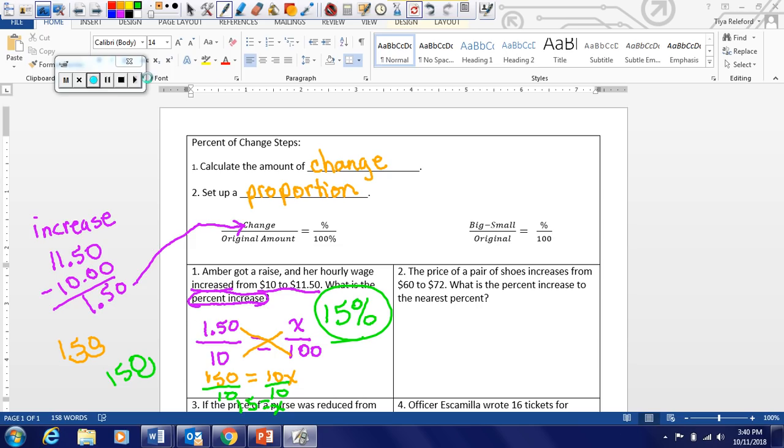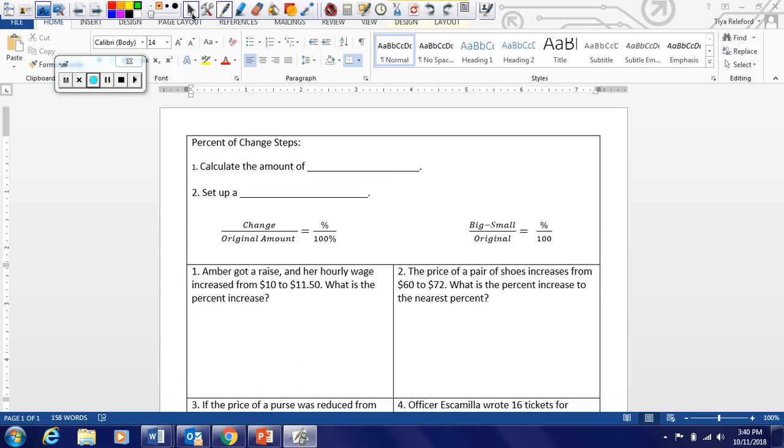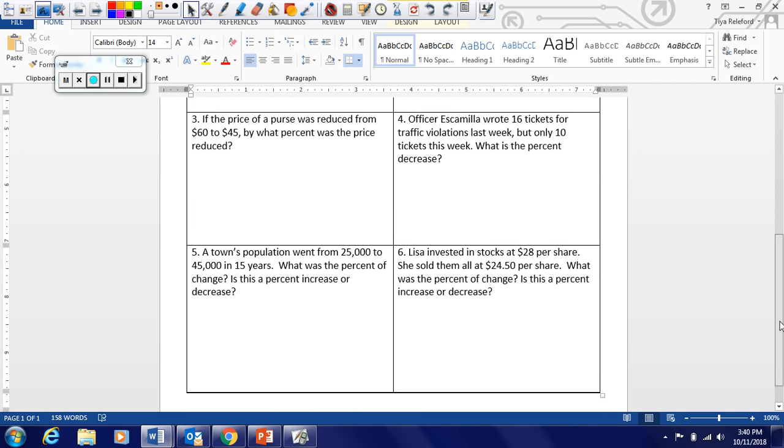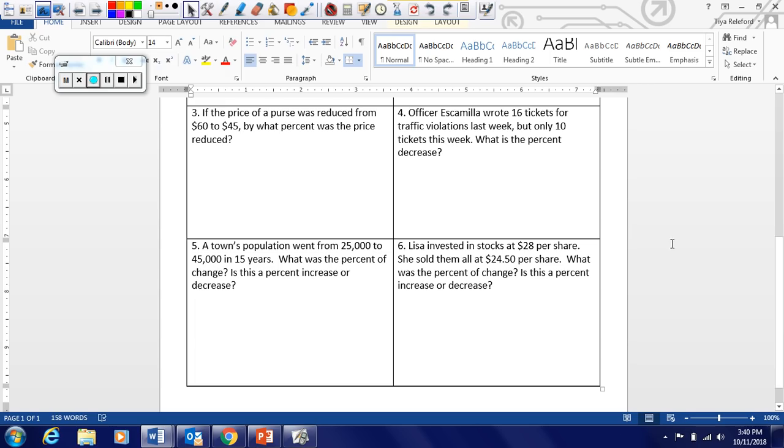Number 2 is just like number 1, so I'm not going to help you on number 2. Hit pause, do number 2. It'll be easier if you do it right now.